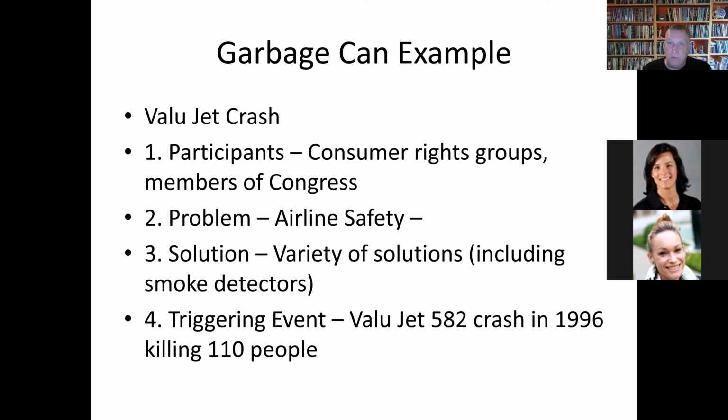And then all four of your streams converge together, and we end up getting a policy that requires the presence of smoke detectors in the cargo bay of planes. That's, I think, a pretty good illustration of this idea of the garbage can model of decision making. The participants came together with an identified problem, a solution that actually existed before the problem, and a triggering event that allowed everything to flow together in order to make this policy.